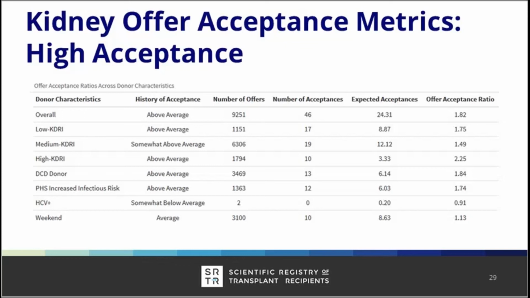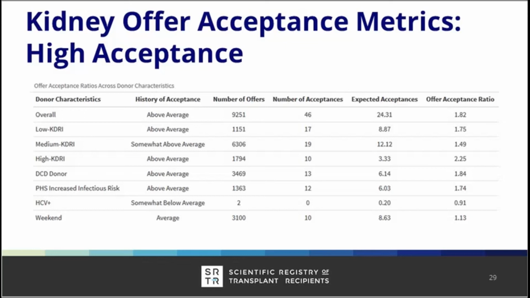In these reports, we actually have a bit more detail than what's in the public report. So for these kidney acceptances, we have the DCD donors, the PHS increased infectious risk row, the Hep C positive donors, and one that people have enjoyed looking at, I've gotten some good feedback about, was the weekend. So offers that came to you on the weekend. In this case, this was 3,100 offers on the weekend. This program accepted 10. Expected was about 8.6, so it's pretty much in line with expected of this program.